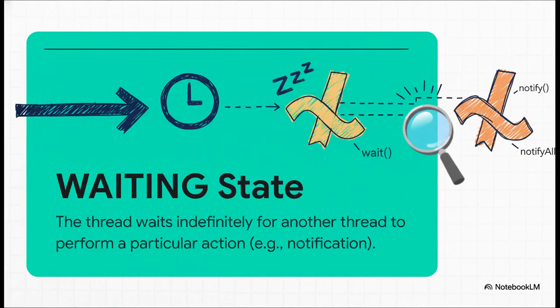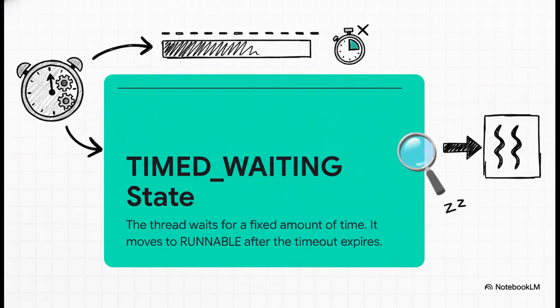Next, we have the waiting state. Now, this is all about teamwork and coordination. A thread goes into this state on purpose by calling something like object.wait or thread.join. It's basically saying, hey, I'm going to sit here and wait indefinitely until another thread gives me a specific signal, usually with a notify or notifyAll call. And finally, there's timed waiting. This is pretty much exactly like the waiting state, but with an escape hatch, a timeout. This happens when you call methods that have a time limit, like thread.sleep(1000) or object.wait(500). The thread is waiting, but it's not going to wait forever. It'll wake up if it gets that notification or if the clock runs out, whichever happens first.